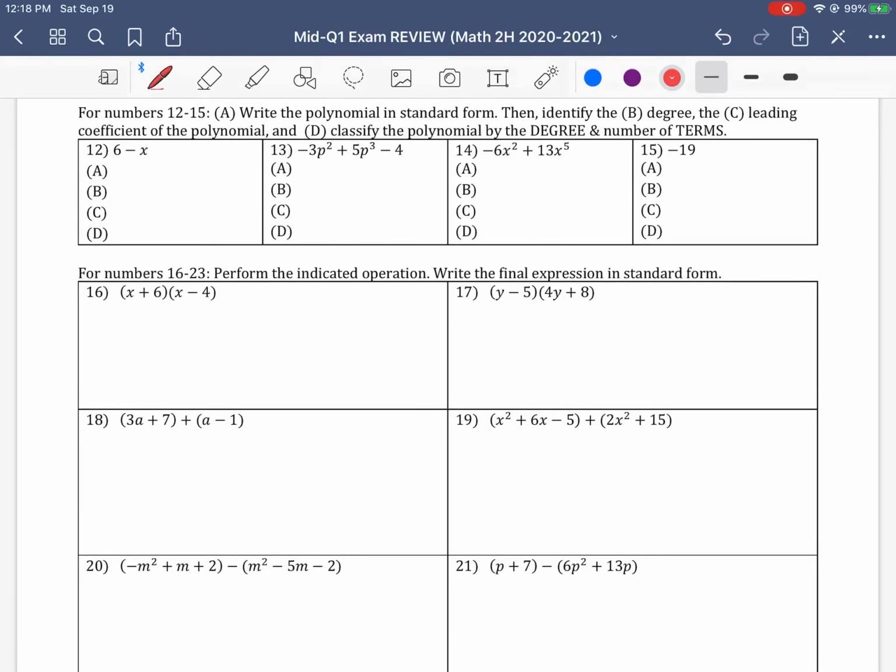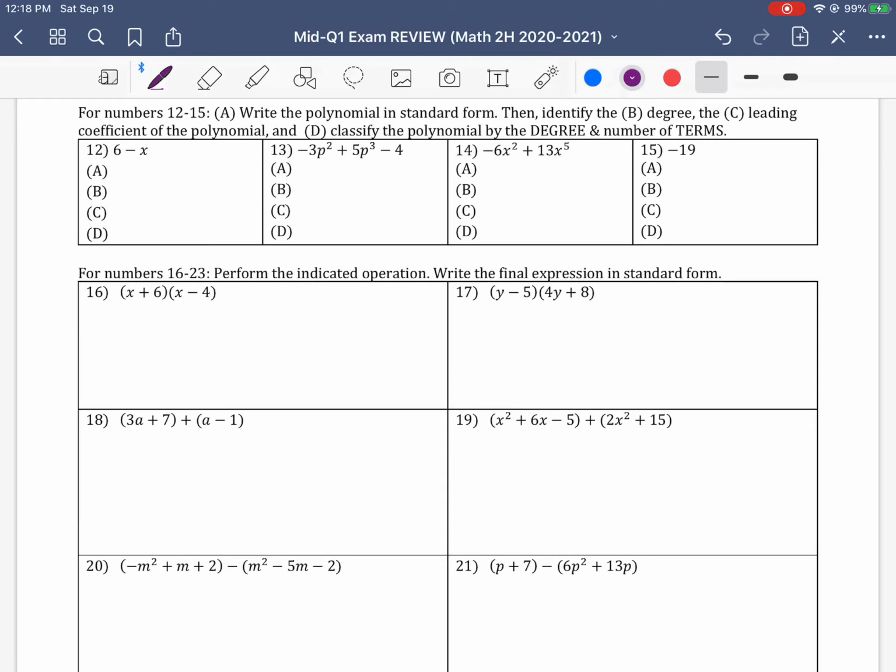All right, let's continue on with number 12 through 15. This one you're asked to write the polynomial given in standard form, then identify the degree, the leading coefficient of the polynomial, and classify the polynomial by the degree and number of terms. So this one's related to that vocabulary that we went over. You can refer to section 2.1 if you're still stuck with any of that.